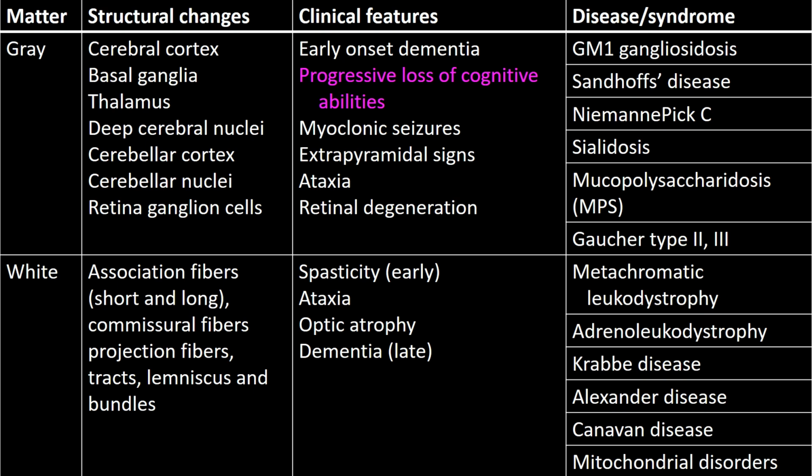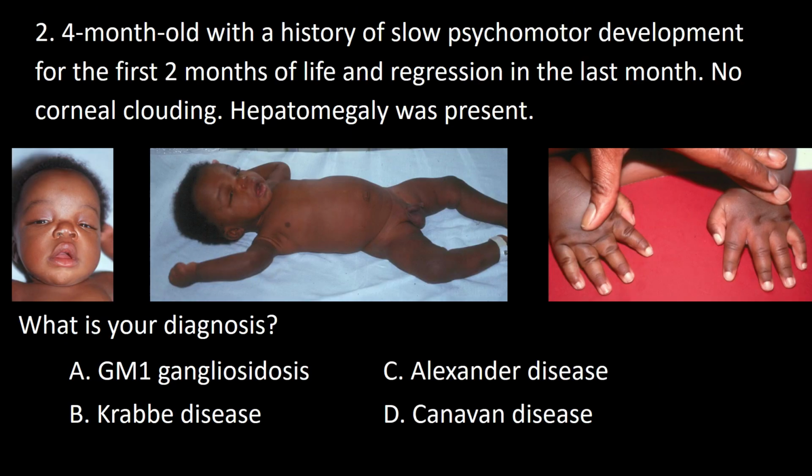Presenting with progressive loss of cognition early in the course of an illness suggests a gray matter disease. Krabbe's disease, Alexander disease, and Canavan's disease are primarily white matter disorders, as we have just mentioned. Hence, the likely choice is GM1 gangliosidosis. So the answer to this question is A.